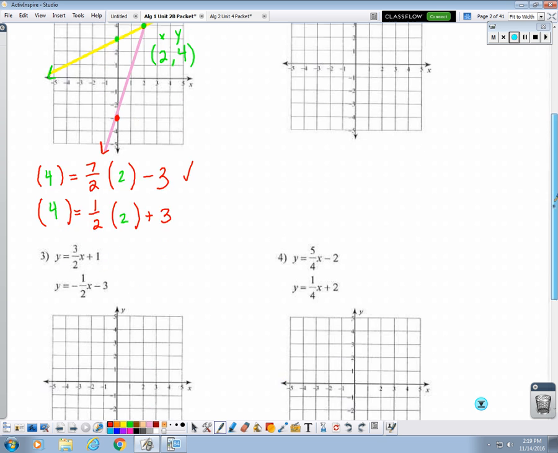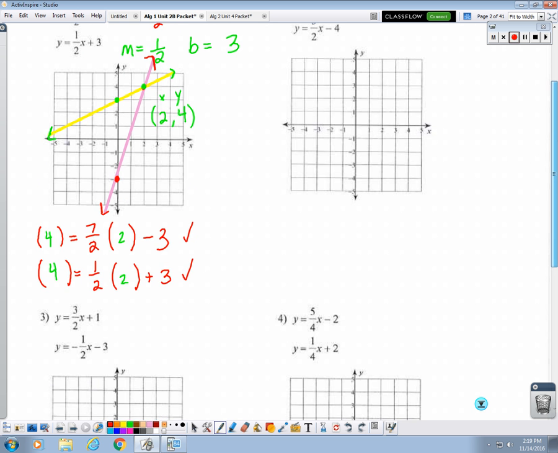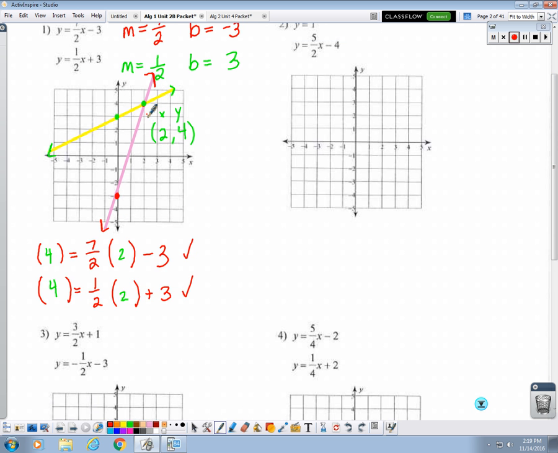So when you typed in 1/2 times 2 plus 3 and hit enter, what did the calculator say? And that's what it says it equals. So that means we did it right. So we have confirmed that (2, 4) is indeed the solution to this system because when we plugged it into both equations, it worked. Okay, let's look at number 2.